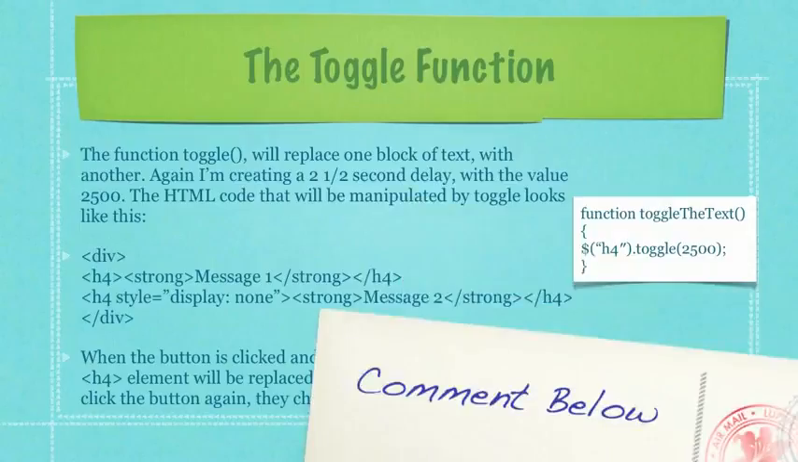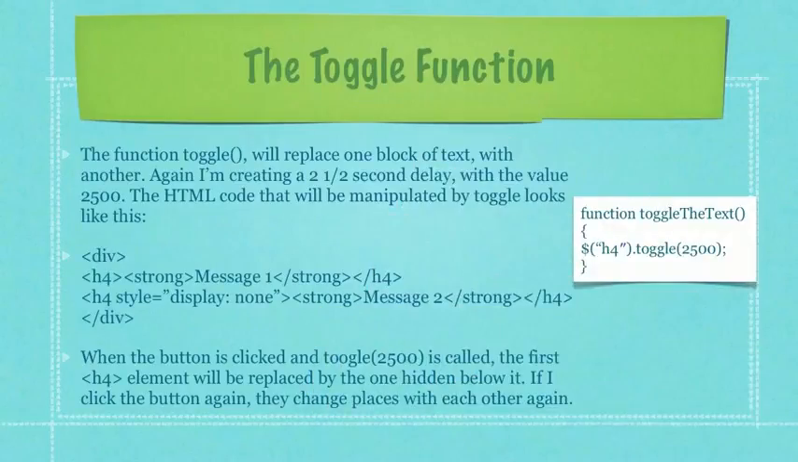The function toggle will replace one block of text with another. Again, I'm creating a 2.5 second delay with the value 2500. The HTML code that will be manipulated by toggle looks like what you can see here in the second bulleted item. When the button is clicked and toggle with the value of 2500 is called, the first H4 element will be replaced by the one hidden below it. And if I click the button again, they change places with each other again and will continue to change places as many times as you hit the button.